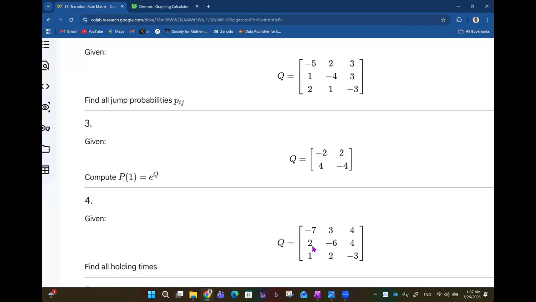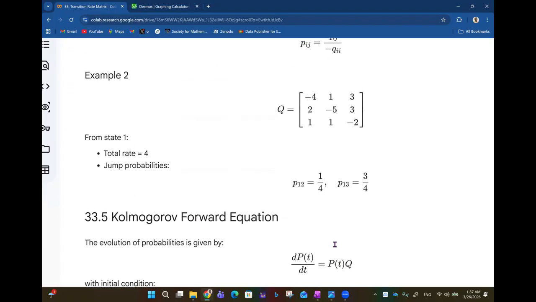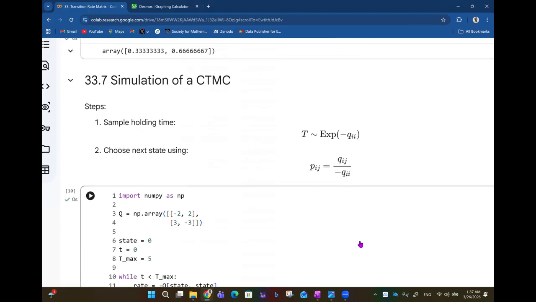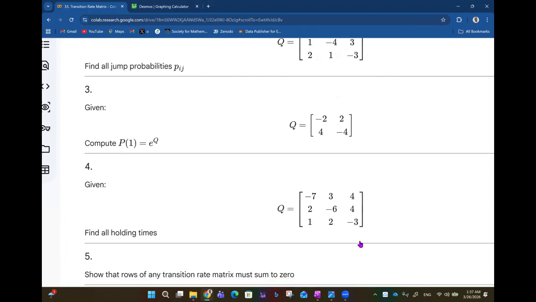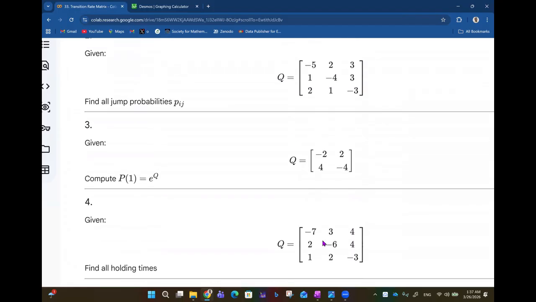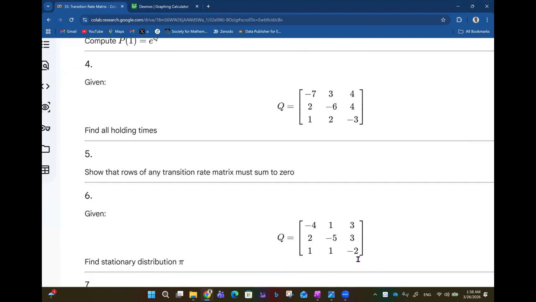So find all holding times. Holding times have a very simple formula, that's 1 over minus Qii. So to find all holding times, for state 1, that's 1 over minus 7, that's 1 over 7. For state 2, that's 1 over minus 6, that's 1 over 6. For state 3, 1 over minus 3, that's 1 over 3. Those are the holding times.